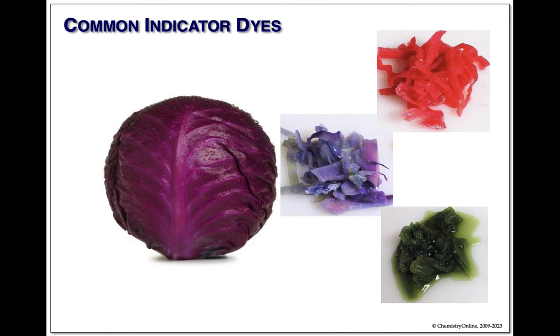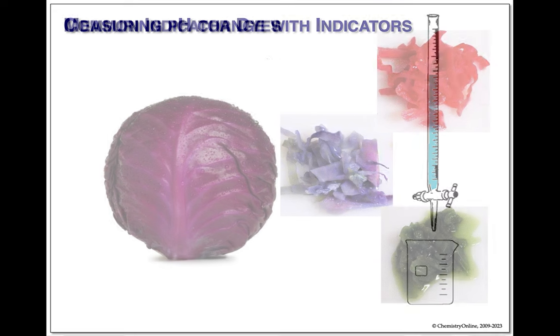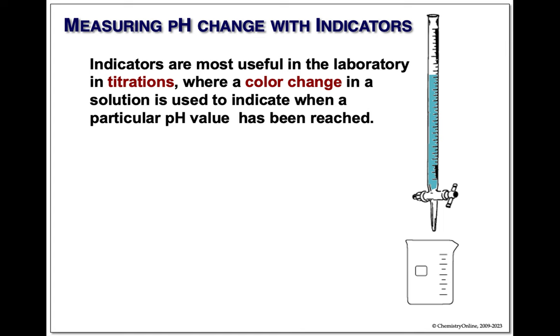All right. In the lab, we use indicators to tell when a solution goes from being acidic to basic. This is the hallmark of general chemistry lab. It's called a titration. This is a burette. It has a little stopcock here so you can turn the liquid on and off. And this is calibrated in milliliters. Down here we have a sample with an indicator in it.